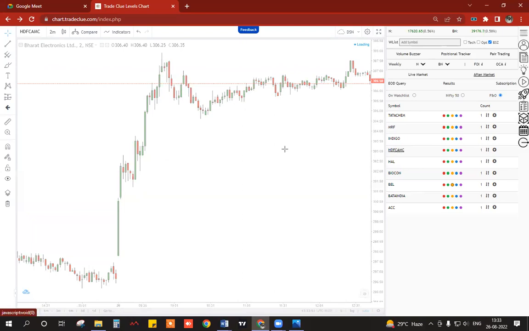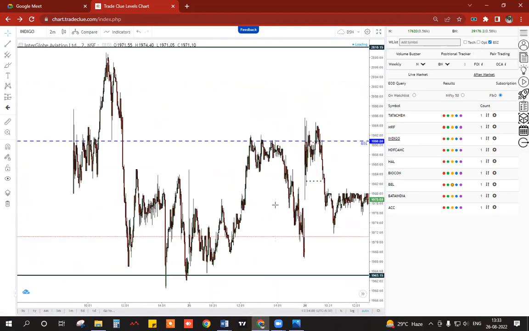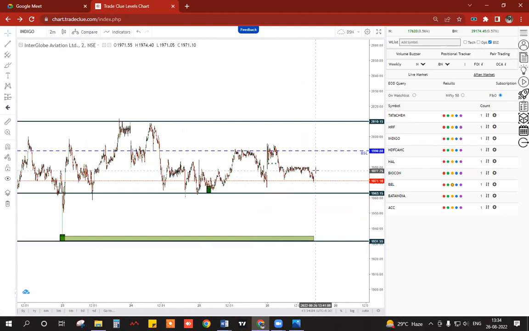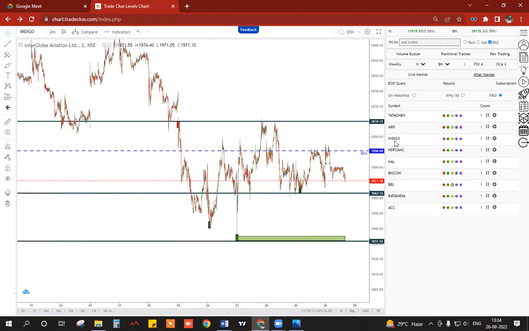HDFC AMC, obviously what I said, 5-6 candles came. That's why we avoided that stock. So there was a reason. Indigo, there was no breakout structure today. Why? Because still it is range bound. So tomorrow, Indigo can be focused, might be for Monday or Tuesday. If it still remains near the 2000 level also, we can focus for upside on Indigo, but not for today.